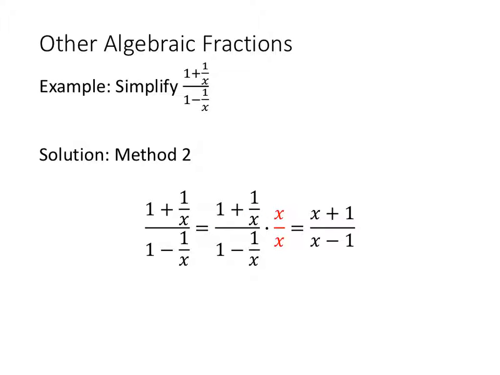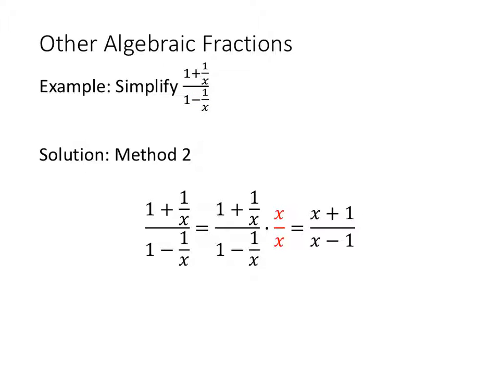So what's the second method? Because that seems so stressful. So take a look. Take a look at all the fractions that are part of this fraction. And I see 1 over x and I see 1 over x. My common denominator is x. Right? It's the only denominator.